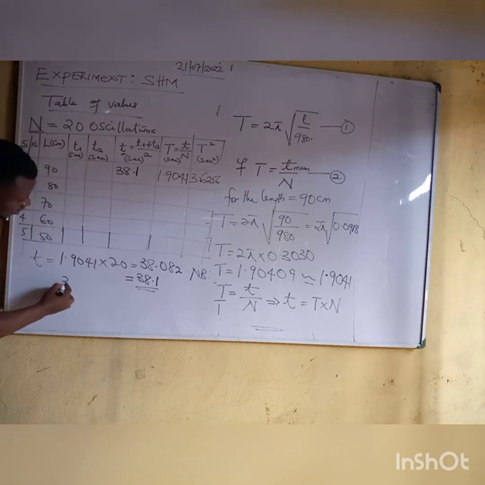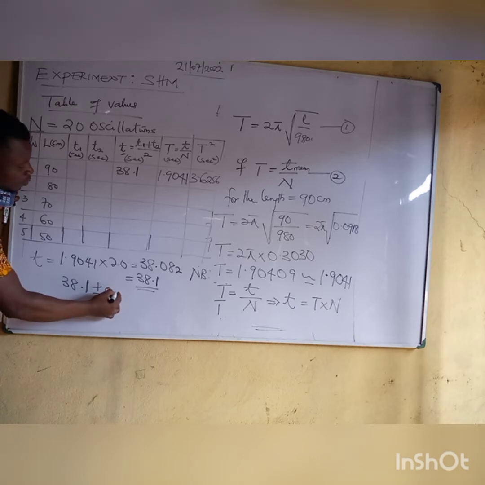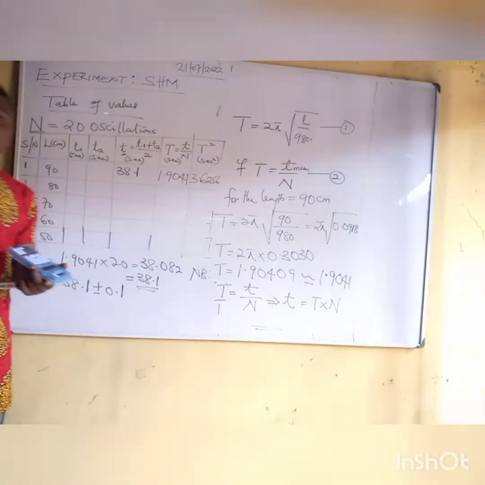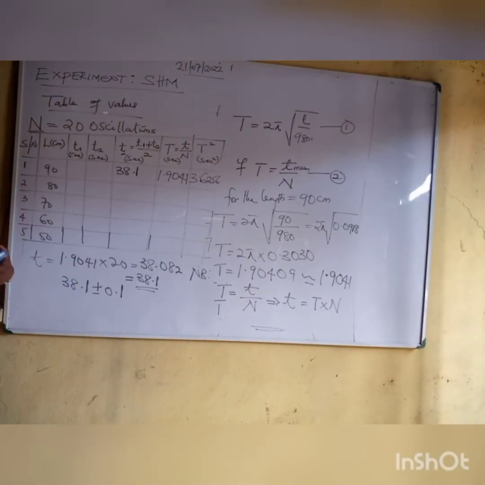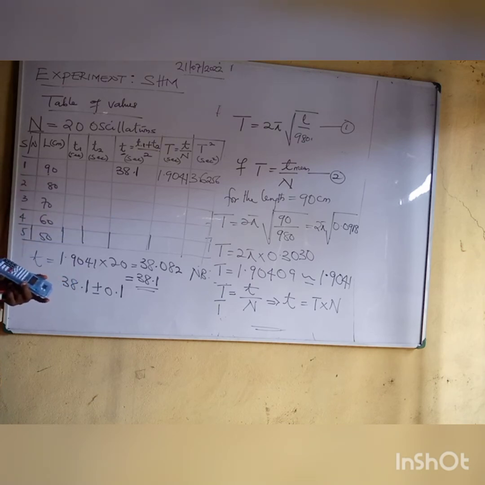After getting 38.1 seconds as the T mean, how can I get this? I will put plus or minus 0.1. I can use 0.1 as the error. Now why do I put 0.1? What I'm trying to do is, what can I call my T1 and T2? Whenever I sum the two values and divide by 2, I'm going to get this 38.1. I will add 0.1 to this value, and I can subtract 0.1 from that value again.